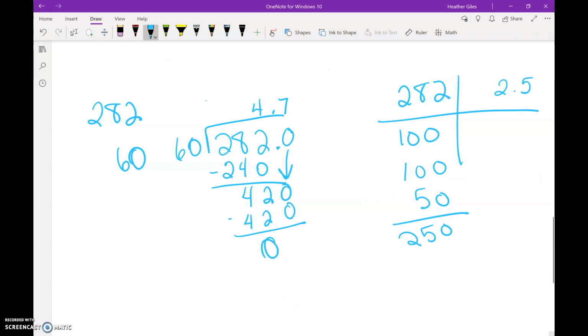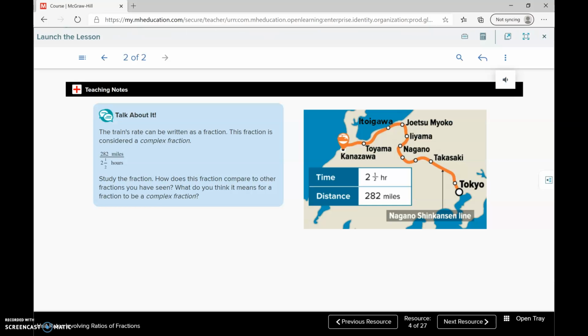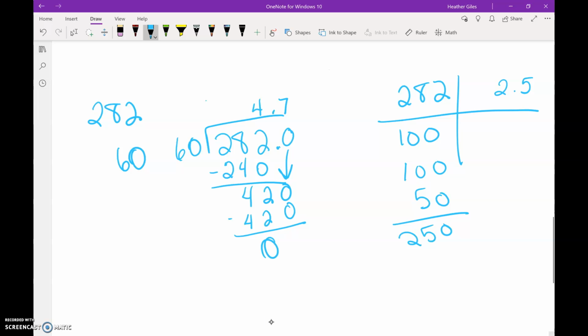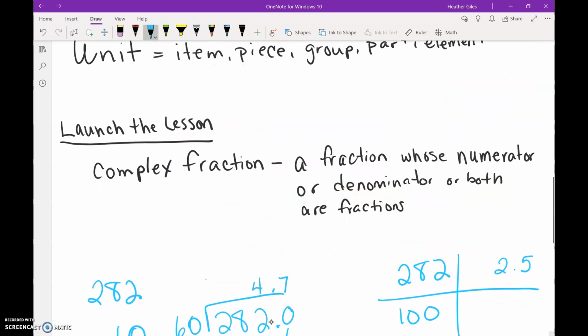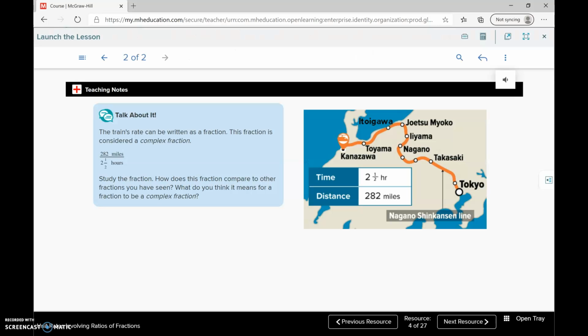What I notice is different is that there's a fraction in my fraction. So we're going to have to figure out how to solve that. We're not solving this right now. A complex fraction is a fraction whose numerator or denominator or both are fractions. And that's what we see here, a fraction within our fraction. So using this, we're going to get ready to learn how to do some unit rate work with fractions.